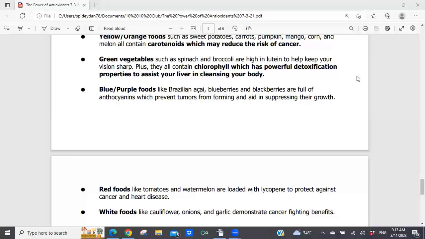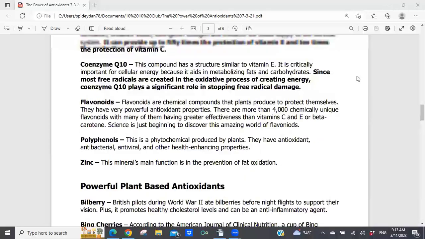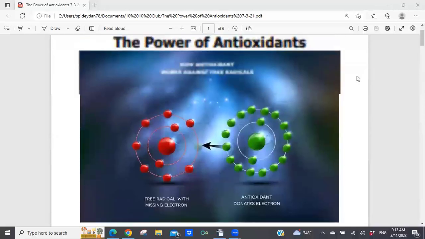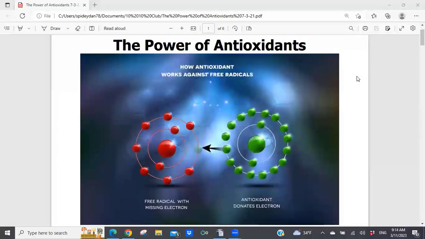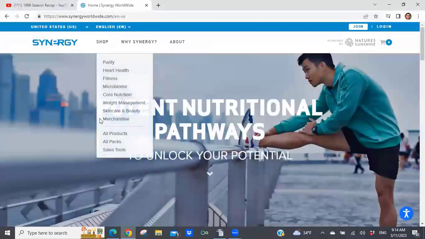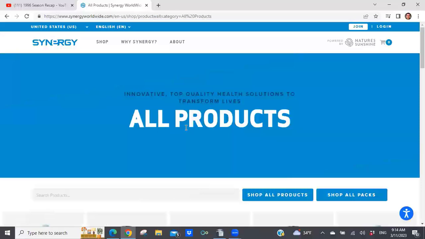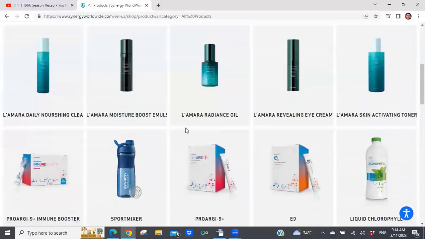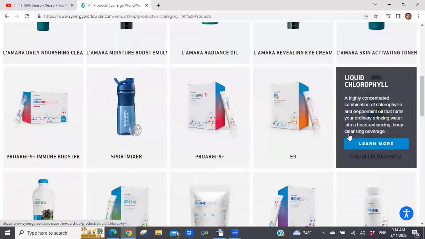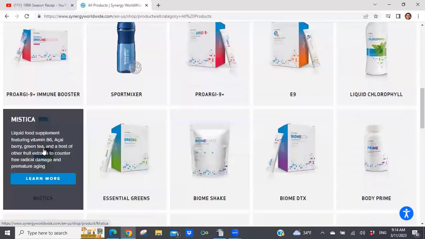So the natural world of fruits and vegetables are a great starting point for helping you to bring into your body antioxidants that will benefit your overall health by reducing the potential for free radical damage causing inflammation that then leads to diseases. Now, when we look at Synergy Worldwide, we have a lot of great products in Synergy. So as I scroll down here, I want to start with Mistica.